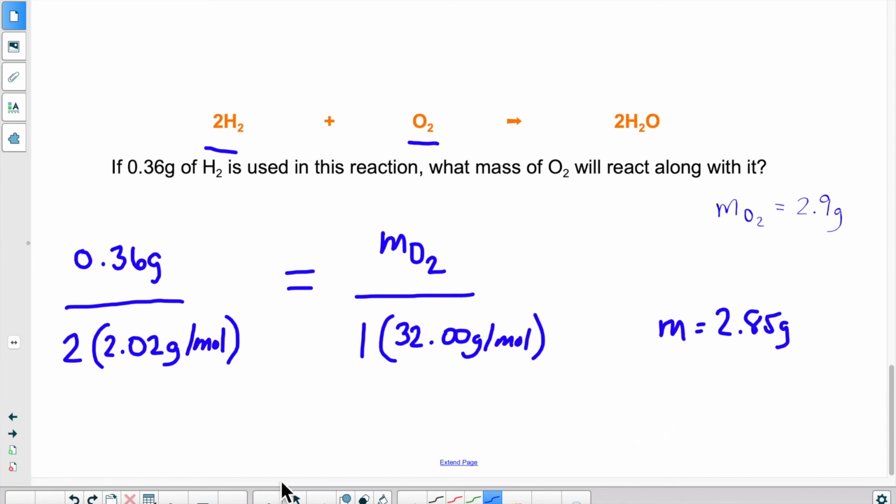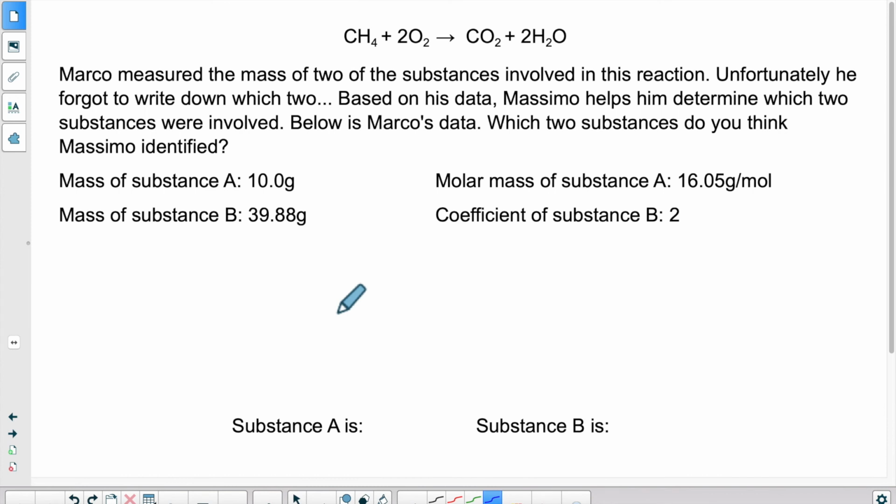I have one more, which is a little different. And here we go. So Marco measured the mass of 2 of the substances involved in this reaction. Unfortunately, he forgot to write down which 2. Based on his data, Massimo helps him determine which 2 substances were involved. Below is Marco's data. Which 2 substances do you think Massimo identified?